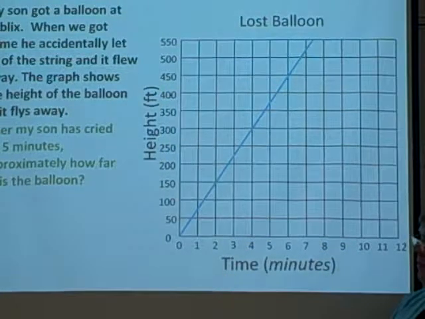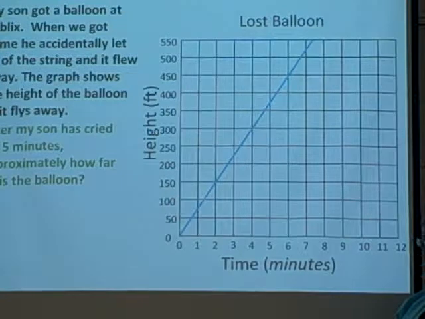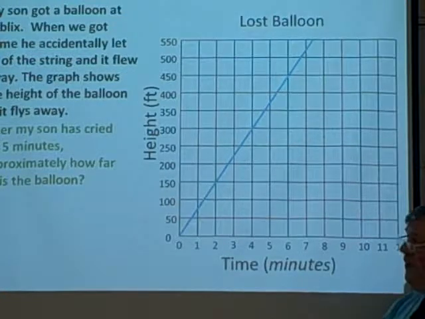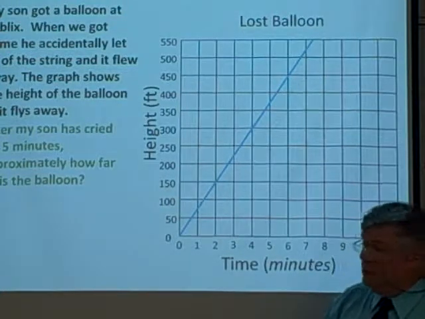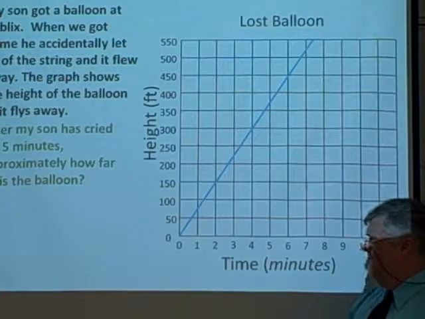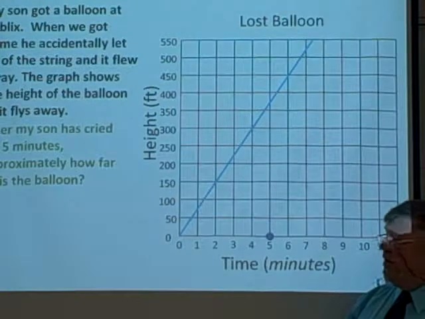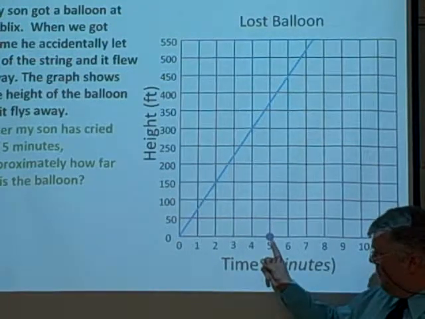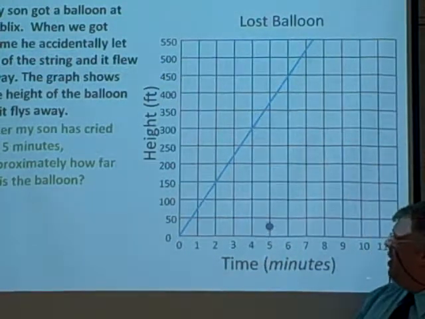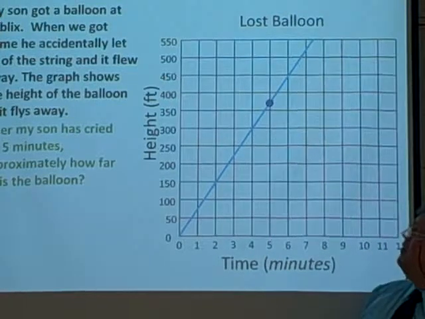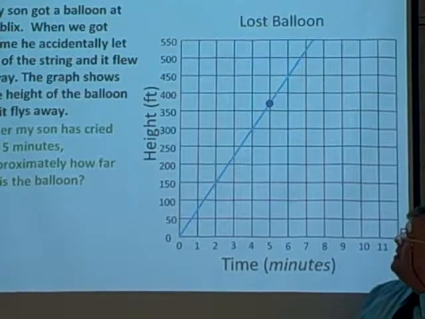Okay, my son let go of the balloon. He's crying, he's crying. He cries for 5 minutes. After he's cried for 5 minutes, approximately how far up is the balloon? Well, here's 5 minutes. To figure out how far the balloon is, I have to go from the 5-minute mark. I go up to try and find out where the line is at that point. That's where the graph is at that point.